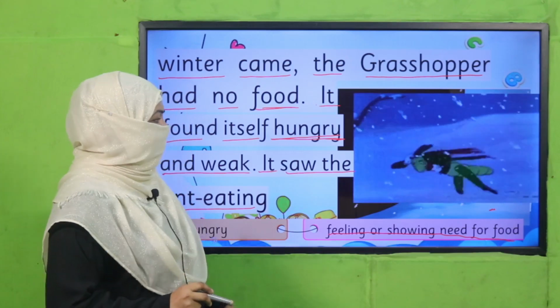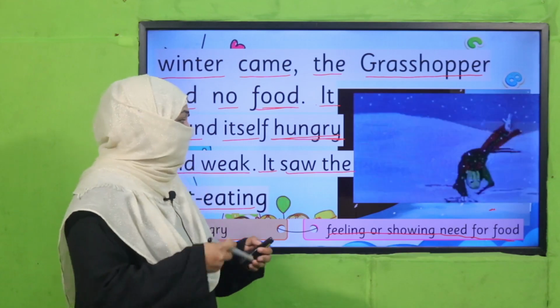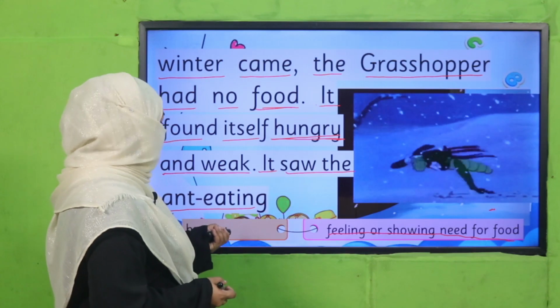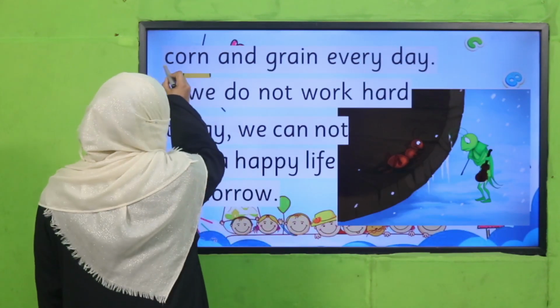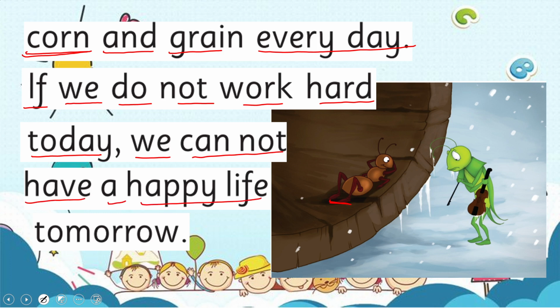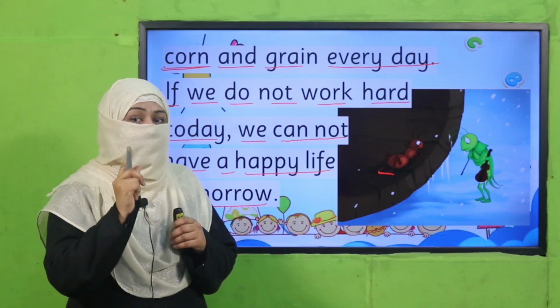So what was going on with the grasshopper? Look at this. The winter is there, he did not have food and he's hungry and running around. What to do, right? Okay, but what did he see? He saw the ant eating corn because they were storing corn and grain every day. They were eating it. They were happy. If we do not work hard today, we cannot have a happy life tomorrow. So what do we learn from this? If we want to have a happy life, we should work hard every day.